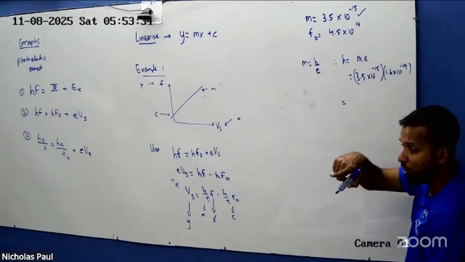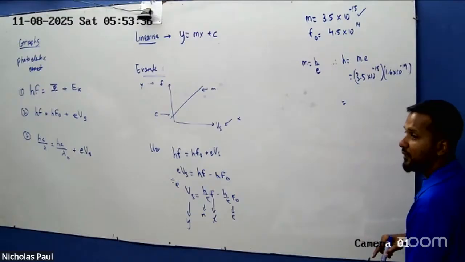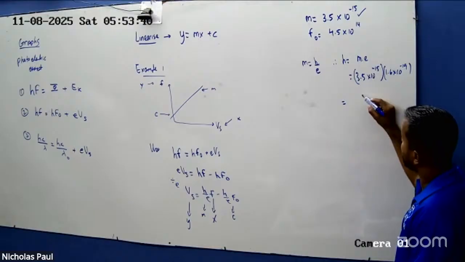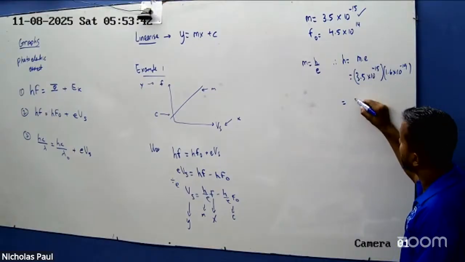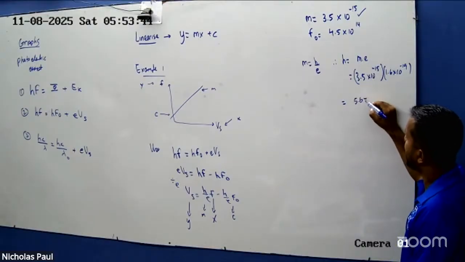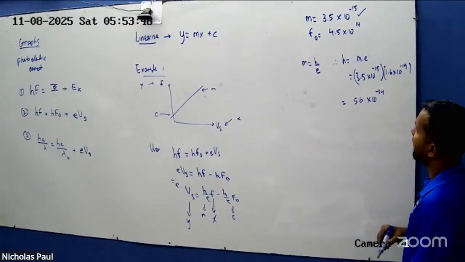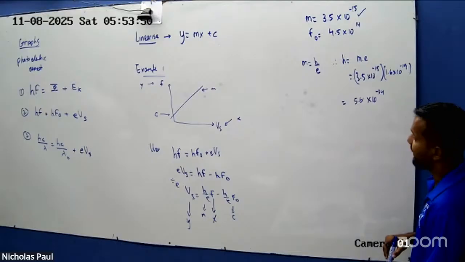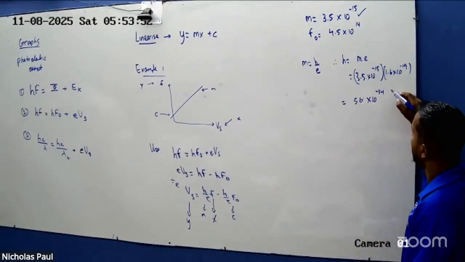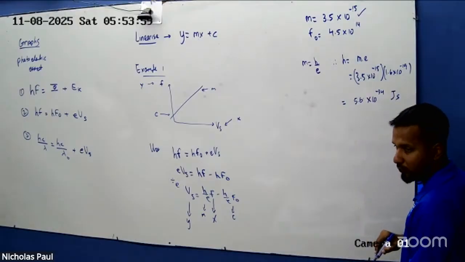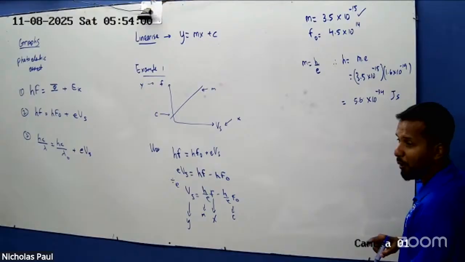Now let's see who got closer to the actual value. How much did you get here? 5.6 by 10 to the minus 34, right? You should remember your SI unit, joules per second. How much did you get?